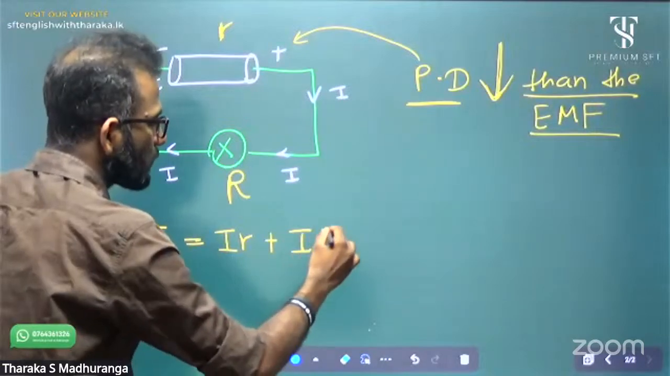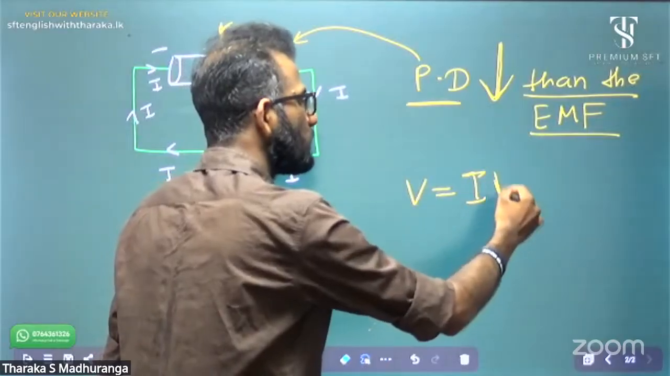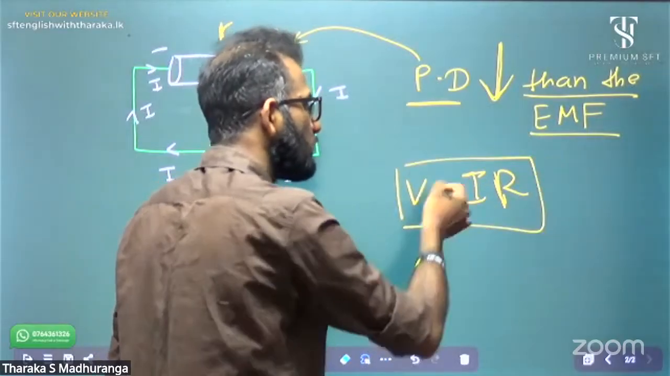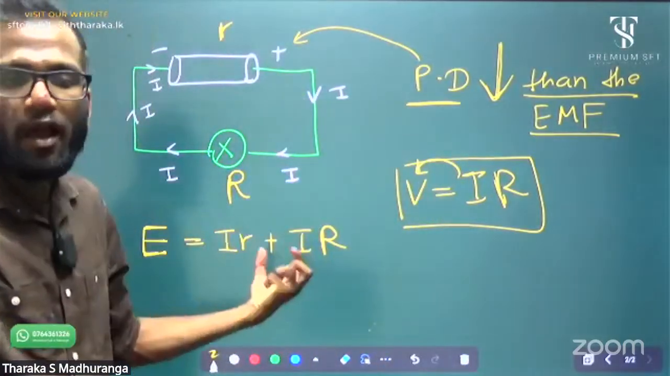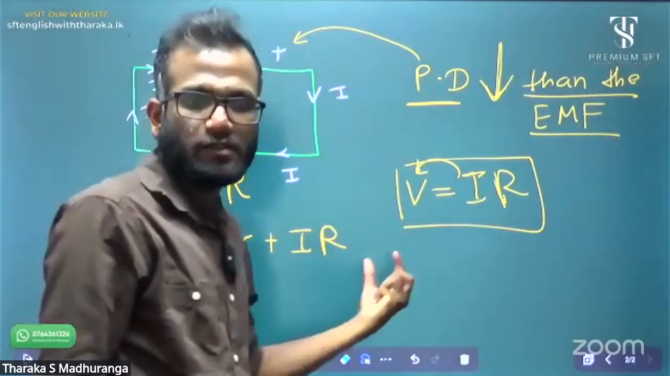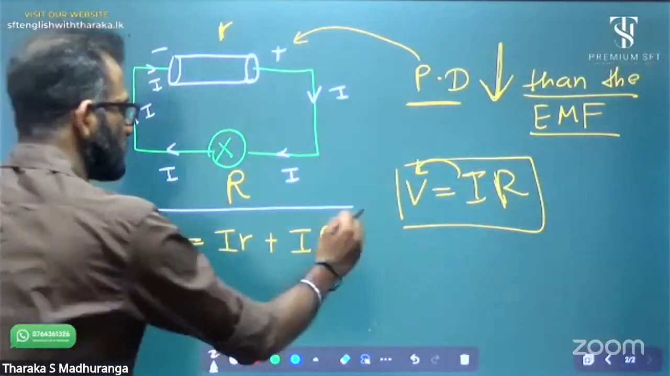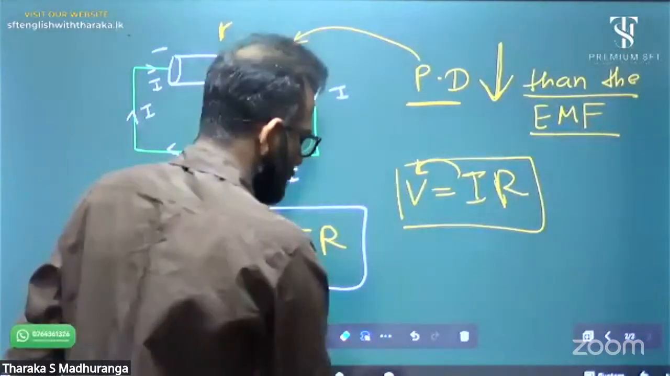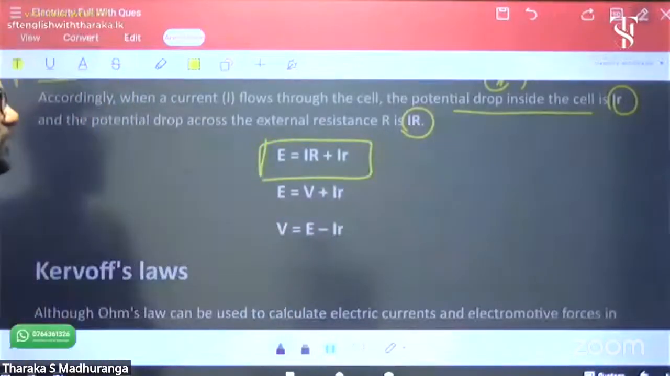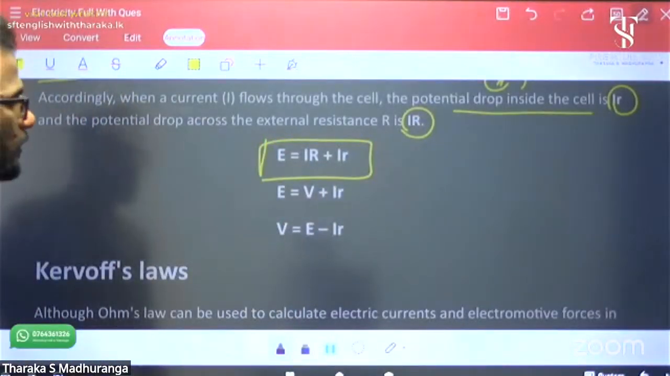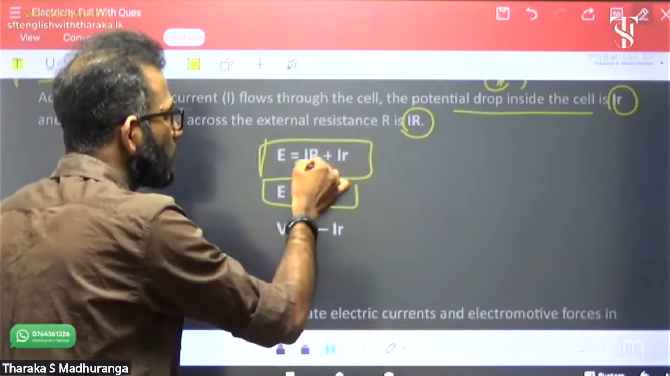Because V equals IR, according to Ohm's law, we can get voltage drops, the voltage difference, by I multiplied by R, current multiplied by resistance. This is the final equation. This is the electromotive force. If you want to get the electromotive force, this is IR equals V.